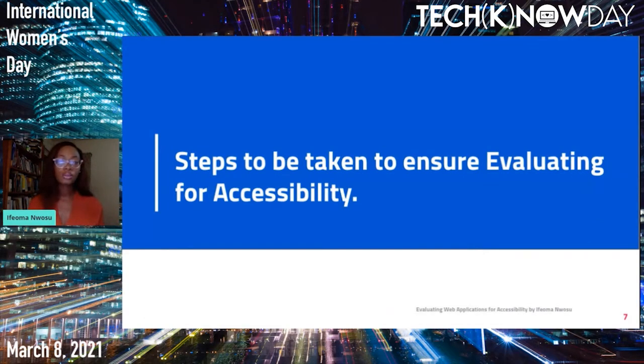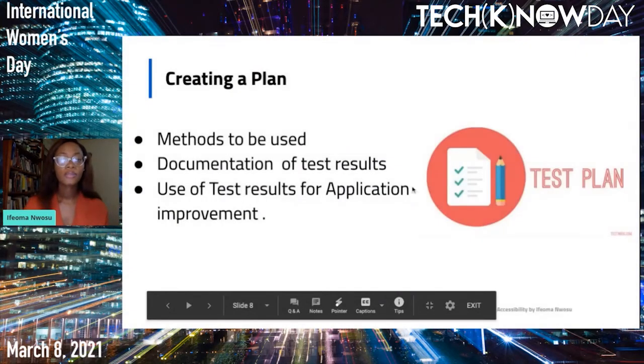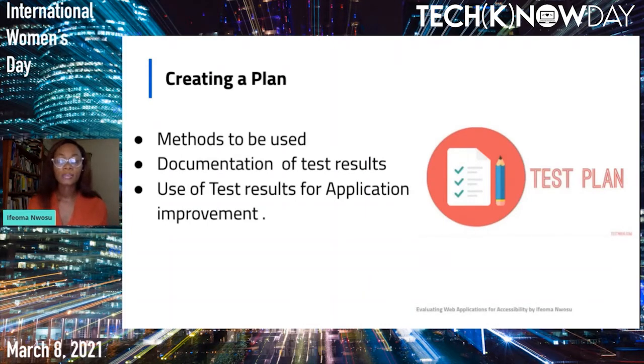Steps to be taken to ensure evaluating for accessibility. There are steps that have to be taken to ensure that the testing for accessibility is done, to ensure that every process is covered. The first one is creating a plan. You can't start anything without creating a plan. So you have to create a test plan. Your test plan should contain the methods that should be used while testing, the documentation of the test results, how you document them, and then the use of those test results to improve your application.